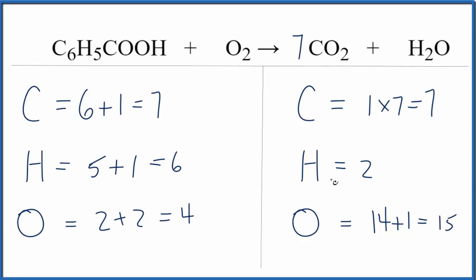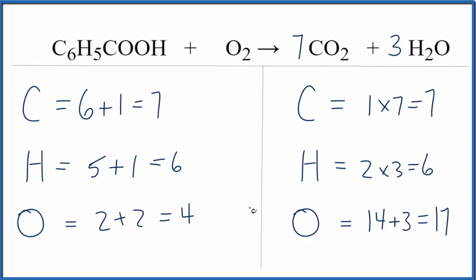Let's do the hydrogens next because we can just put a coefficient of 3 in front of the H2O. 2 times 3. That gives us 6. The hydrogens are balanced and we need to update the oxygens again. So we have our 2 times 7, 14, plus this 1 times 3 here. So now we have 17 oxygens. So this first part, the carbons and hydrogen, pretty easy. Oxygens, that's a little more challenging.